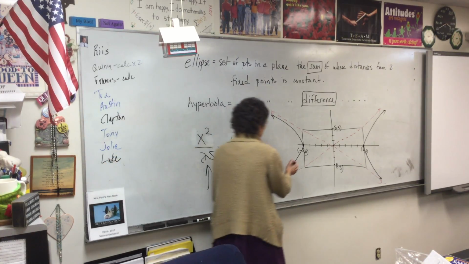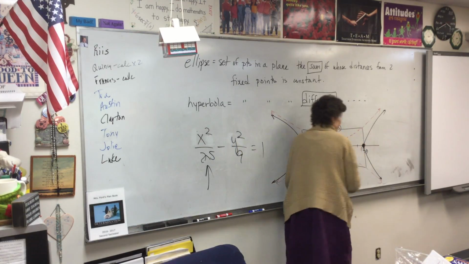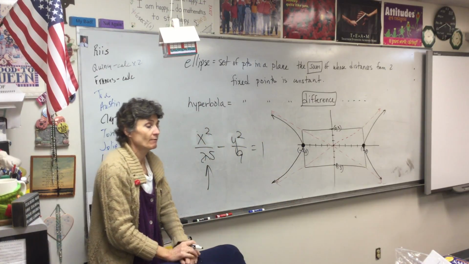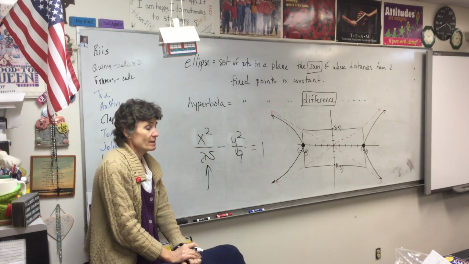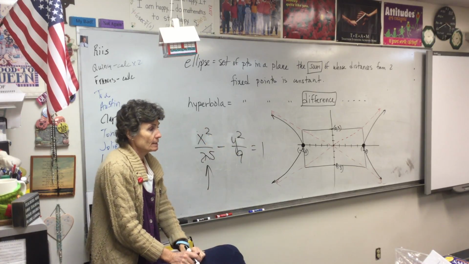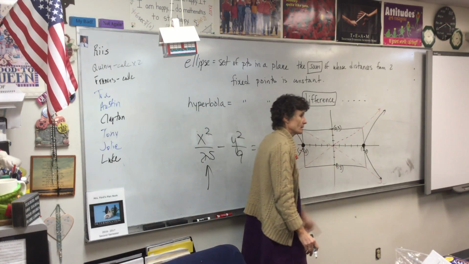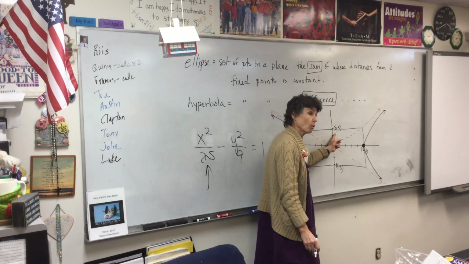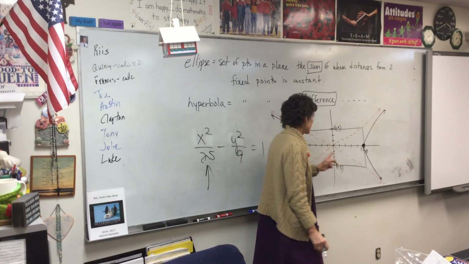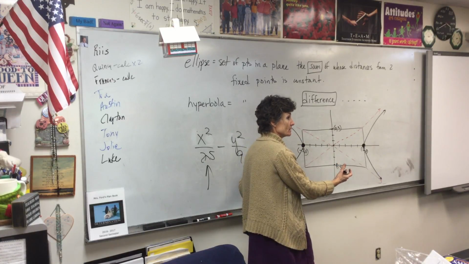These 2 points right here are called the vertices. Those are called the vertices of the hyperbola. How many vertices does a hyperbola have? 2. Now you're saying, well, Mrs. Ford, what are these points? Well, those points are important because I needed them to draw the box, right? But they're not part of the curve. Would you agree with me? They're not points on the curve.